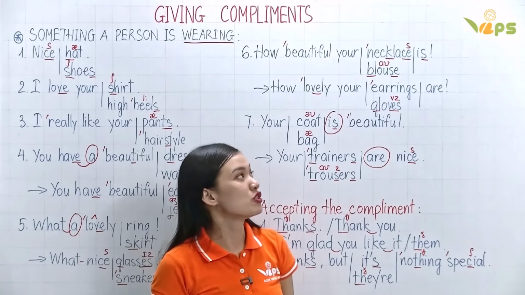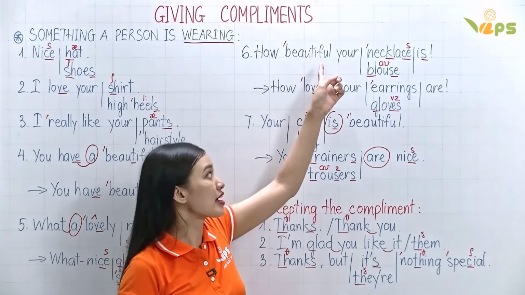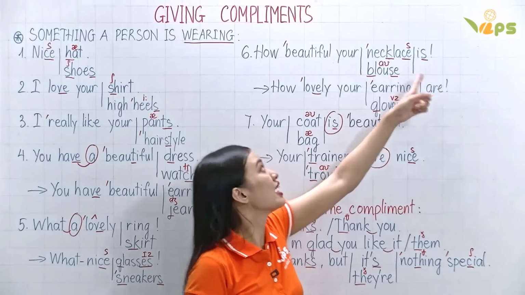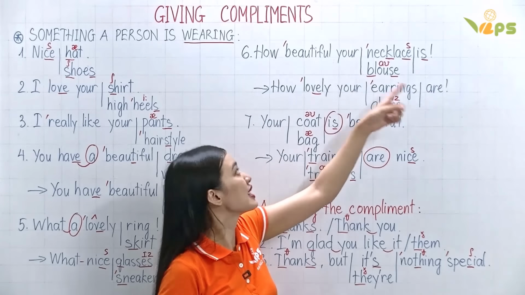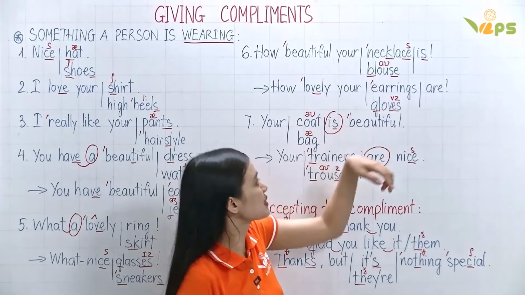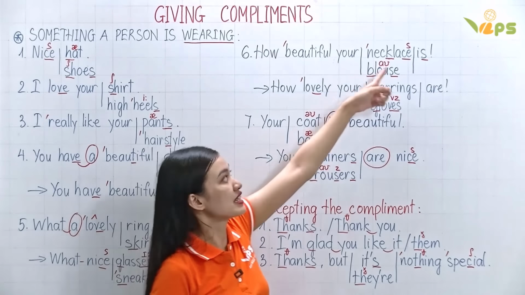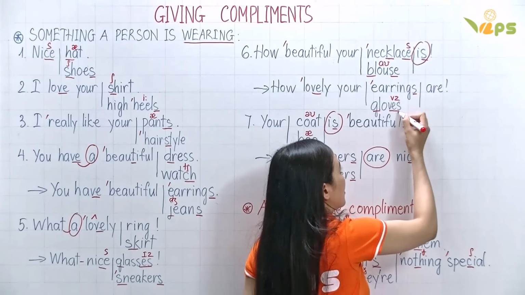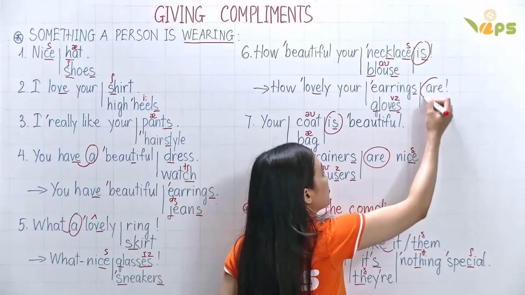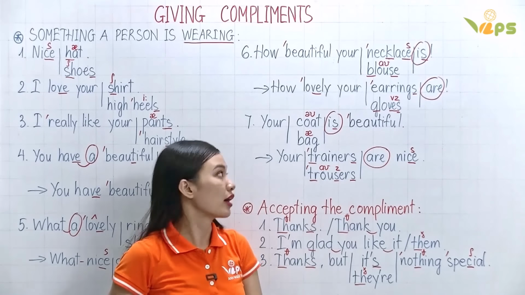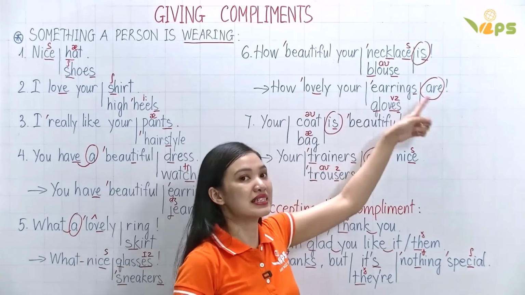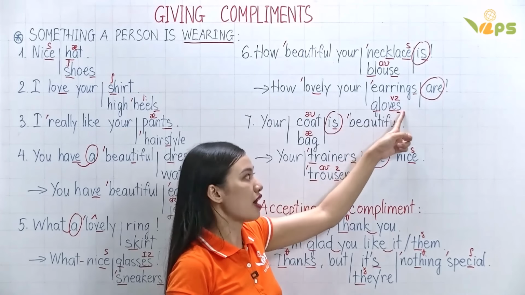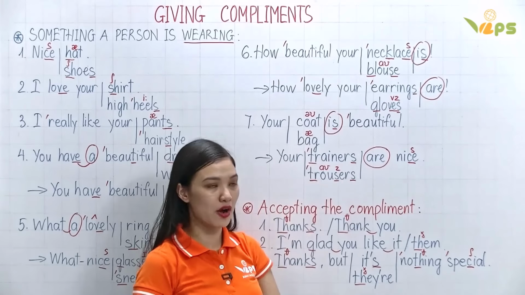Or the same you can use for how. How, adjective, your, and then a singular noun, and then is. How beautiful your necklace is. How beautiful your blouse is. And remember, singular noun is, okay? And then for plural nouns, we use are. How lovely your earrings are. How lovely your gloves are.